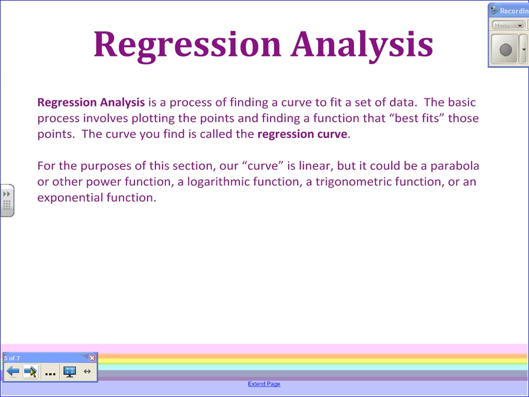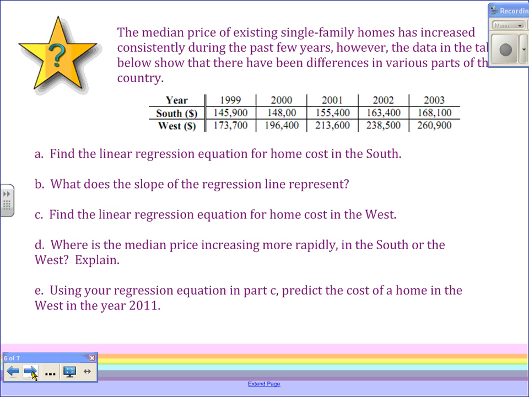And the very last thing we have to do is regression analysis. Regression analysis is a process of finding a curve to fit a set of data. The basic process involves plotting the points and finding a function that best fits those points. The curve that you find is called a regression curve. In this example, our curve is going to be linear, but as you're going to see on the calculator, it could be all sorts of different, actually curvy curves, right? Curve is just a general term for any sort of equation that we're graphing.